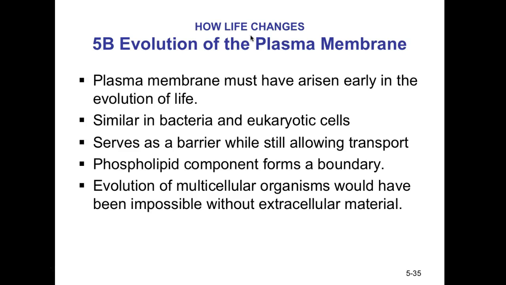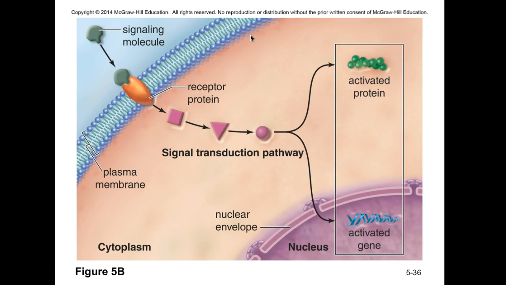The evolution of the plasma membrane. The plasma membrane must have arisen early in the evolution of life, similar in bacteria and eukaryotic cells. It's going to serve as a barrier while still allowing transport to take place. The phospholipid component is going to form that boundary between the internal cell cytoplasm and the extracellular parts of the cell or environment. The evolution of multicellular organisms would have been impossible without extracellular material.